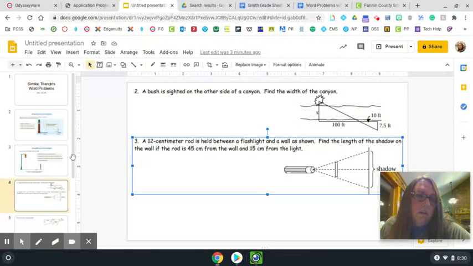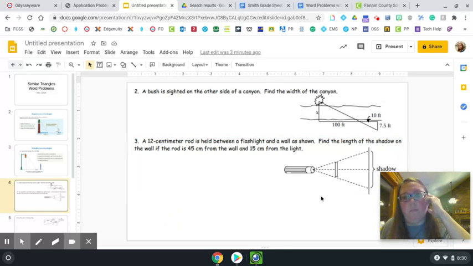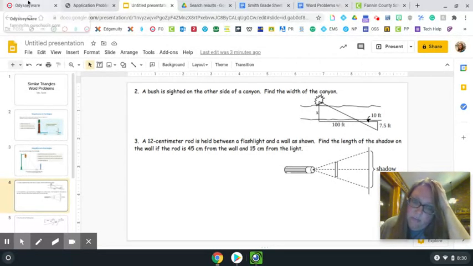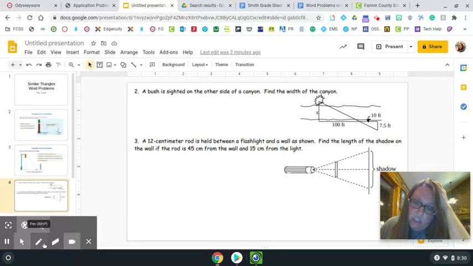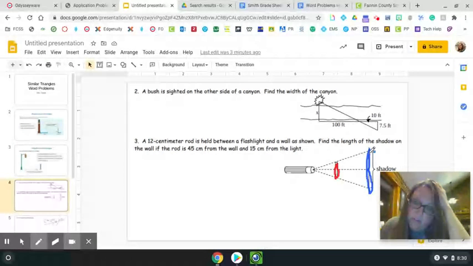I'm going to come back to our PowerPoint now, and we're looking at the flashlight problem. This one is a little bit different to understand and to see, so I wanted to go over it with you. We have a 12 centimeter rod held between the flashlight and the wall as shown. This would be our rod right here. Find the length of the shadow on the wall if the rod is 45 centimeters from the wall and 15 centimeters from the light. So we're looking for the length of that shadow.